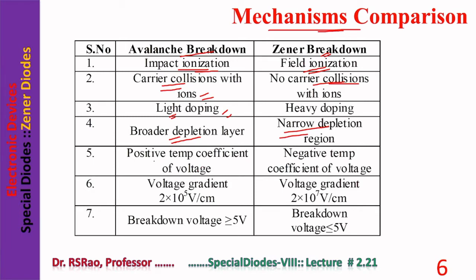Temperature coefficient of voltage is positive in case of avalanche breakdown. Temperature coefficient of voltage is negative in case of Zener breakdown. A typical figure of voltage gradient, the field intensity in the junction region, is given here. It is 2 into 10 power 5 volts per cm in case of avalanche breakdown. It is 2 into 10 power 7 volts per cm in case of Zener breakdown. Usually breakdown voltage is more than or equal to 5 volts in case of avalanche; it is less than 5 volts in case of Zener breakdown, as already mentioned.